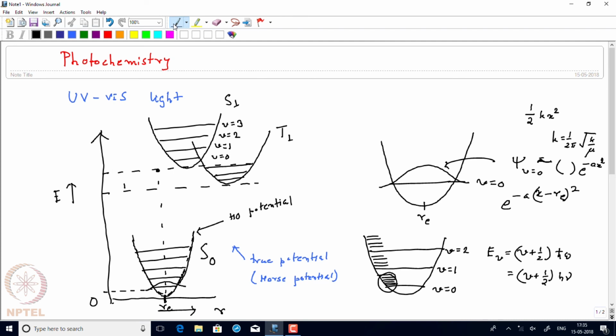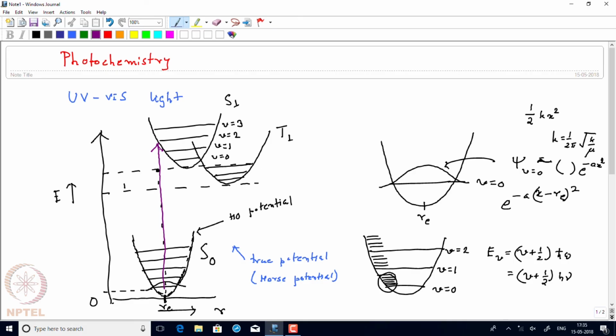Vertical in the sense that I'm not changing my position when I'm doing the electronic transition. So any electronic transition in this diagram, I'll show it as a vertical transition. So let me just draw a vertical arrow. So this is basically how we represent an electronic transition.